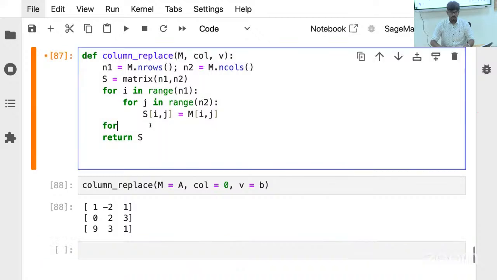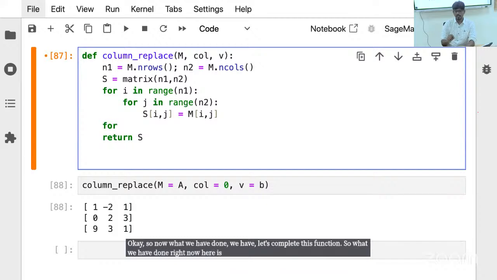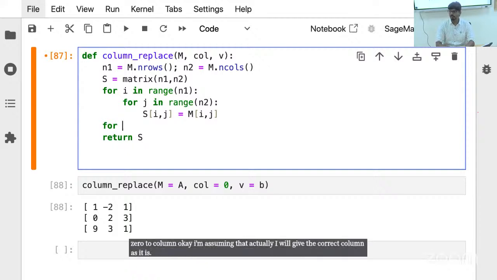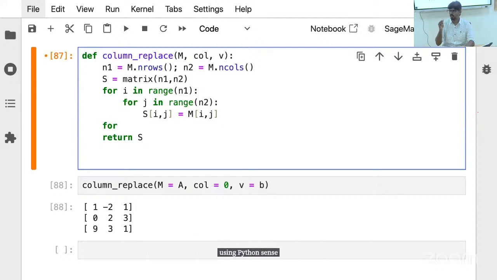Okay, so now what we have done, let's complete this function. What we have done right now here is we have created a matrix which was technically the same as that of M. Now what we want to do is replace that column in which the values have to be changed. So how do I change it? Let's say I want to replace the 0th column. I'm assuming that I will give the correct column as it is using Python sense, not 1, 2, 3, but 0, 1, 2. Okay, that's the idea. So what do I have to do?